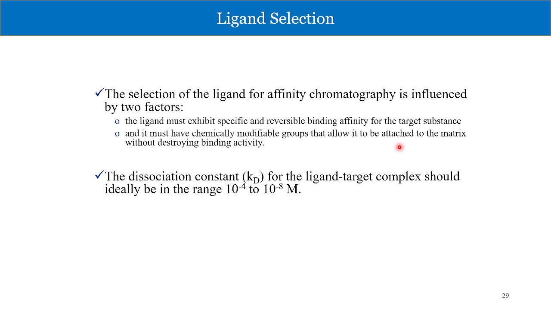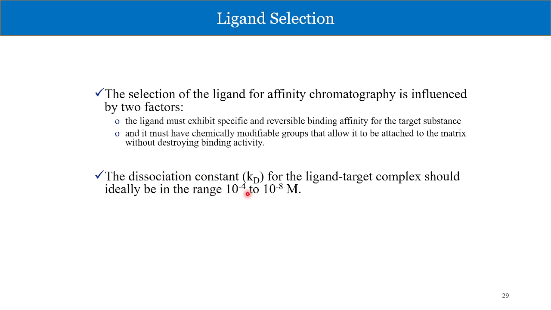Because when you are preparing the column, it should also bind with the matrix. So one end of the ligand should bind with the matrix, and the other end, that is the binding end for the protein of interest, should not be destroyed when we are preparing this column, or the ligand activity should be intact.